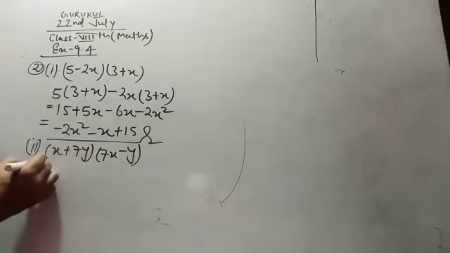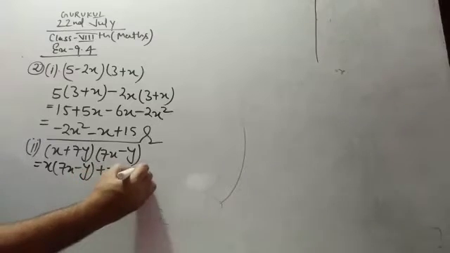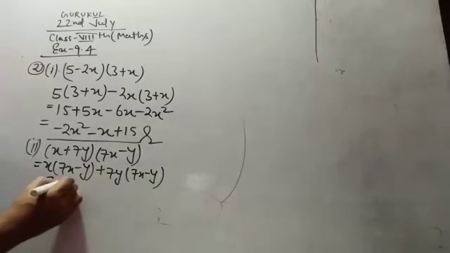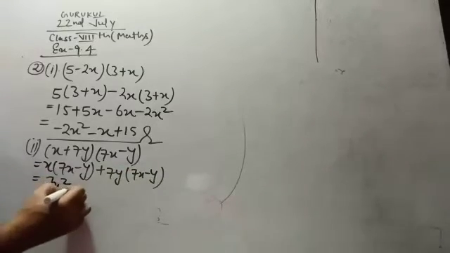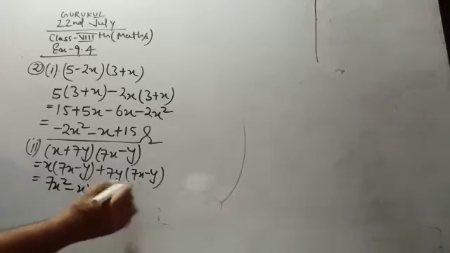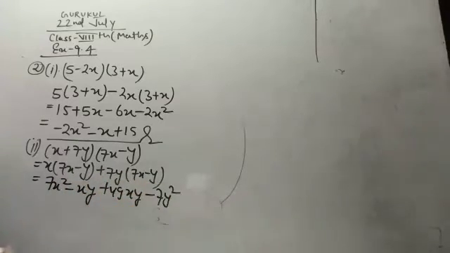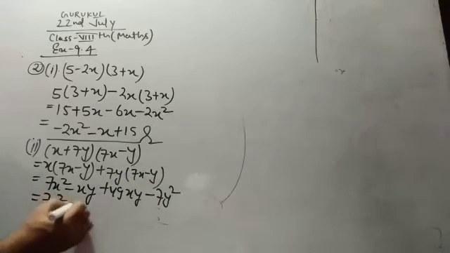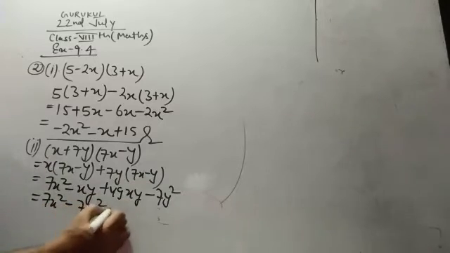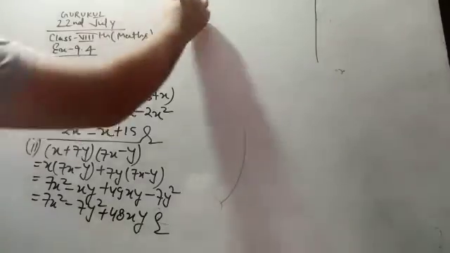When you open this bracket, firstly x will be multiplied to 7x minus y, then plus 7y will be multiplied to 7x minus y. Now x into 7x, this will be 7x square, x into minus y, so minus xy, plus 7 7s are 49, x into y, xy, then minus 7y into y, 7y square. So 7x square minus 7y square. Now 49xy minus xy, this will be plus 48xy. That's your answer. I hope you understood this.